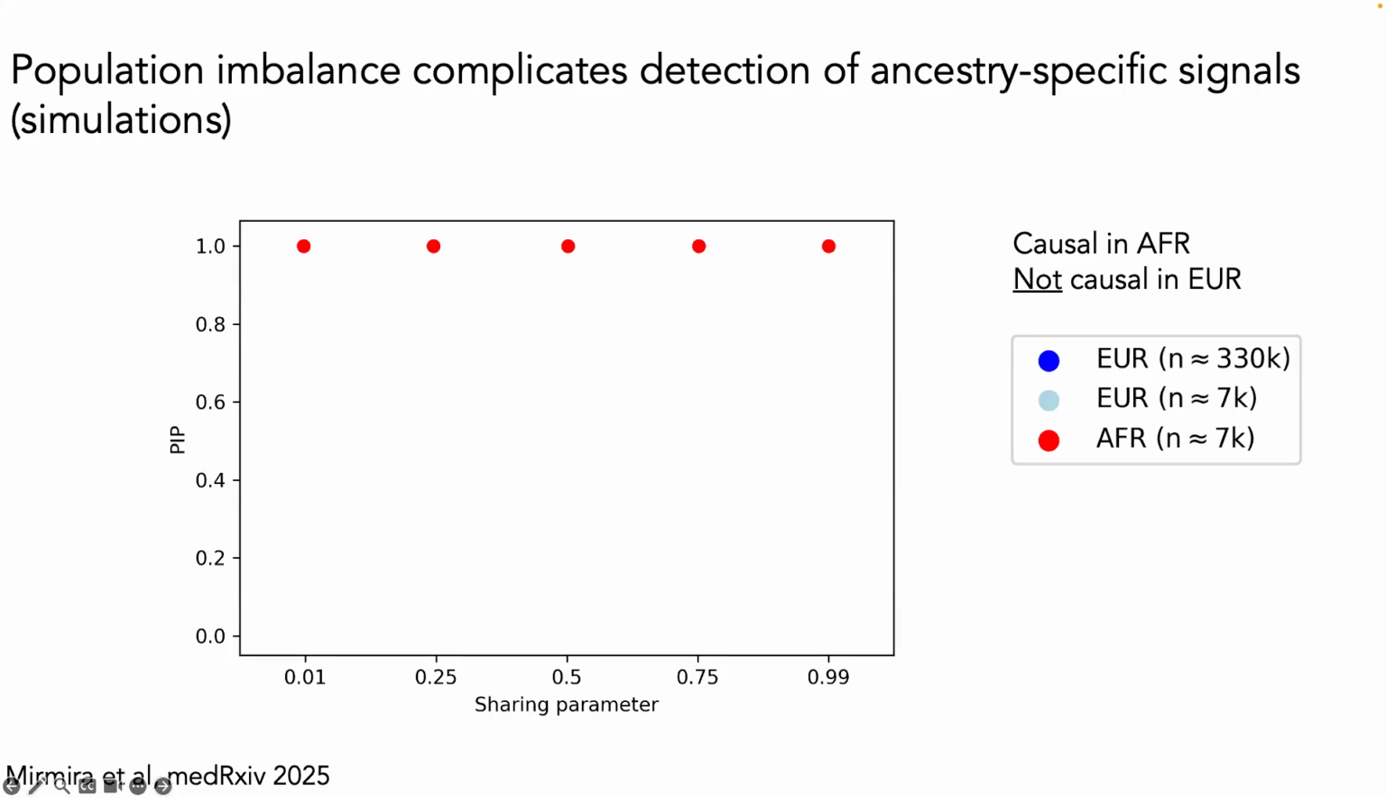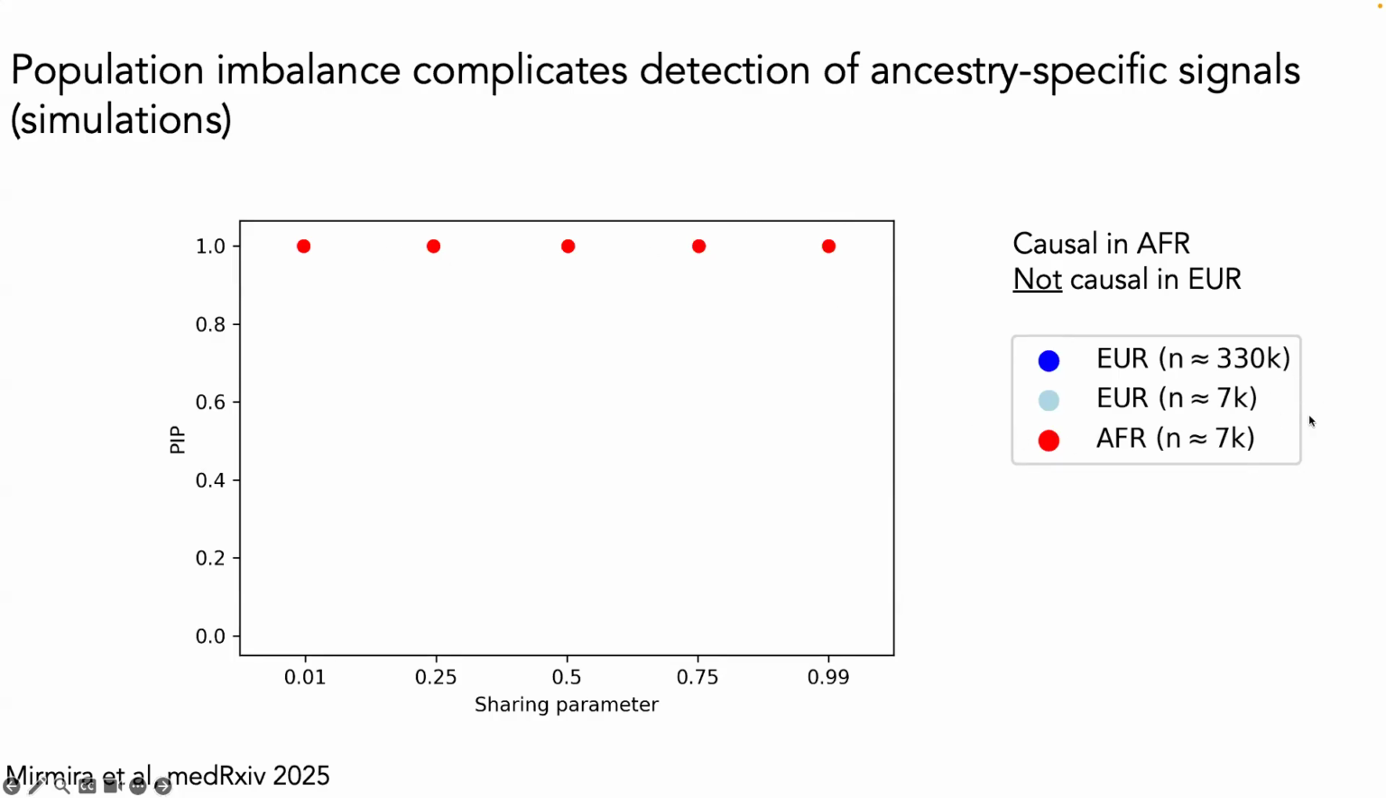If it's shared with similar effect across multiple populations, all the tools that we try get it pretty well. Where the real challenge comes in is looking for things that are ancestry specific. So here's one example simulation that we've done, where we have a single variant that is causal in Africans and not causal in Europeans. And then we looked at either the European PIP or the African PIP, so those posterior probabilities of causality for each variant. And the red dots are the African cohort, and this is UK Biobank.